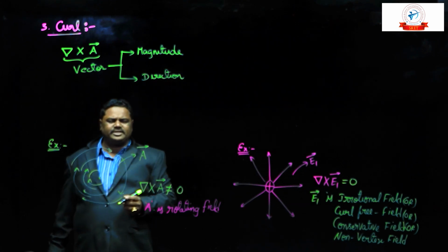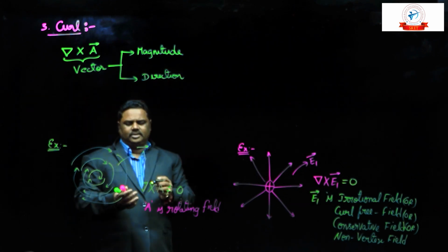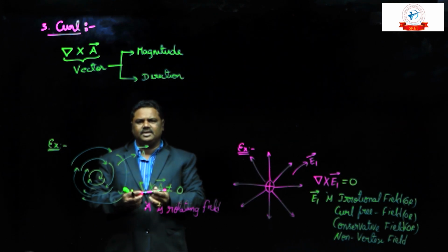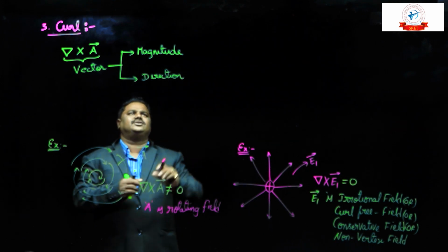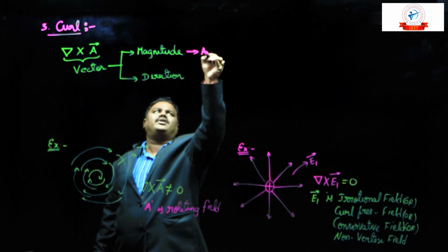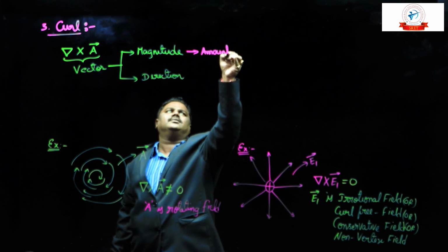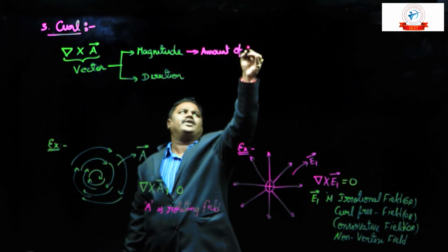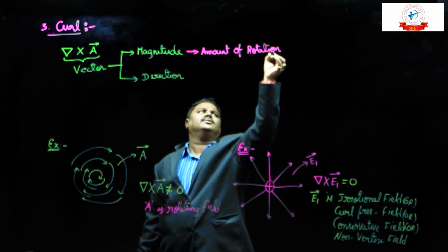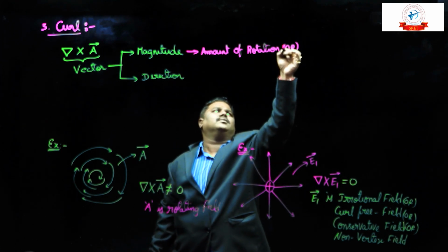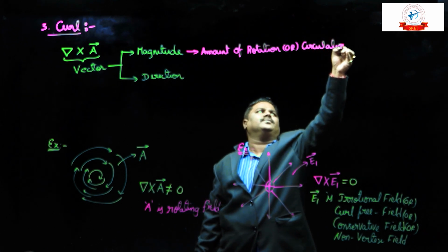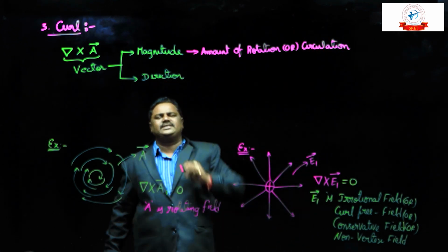So what is the magnitude of the curl of A bar? As I said, the curl operation finds the amount of rotation or amount of circulation. So we say that the magnitude represents the amount of rotation or circulation.